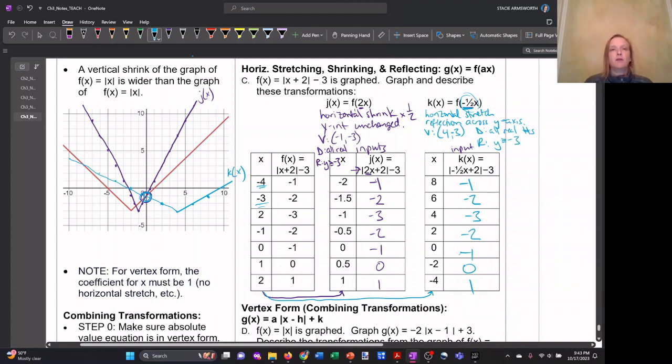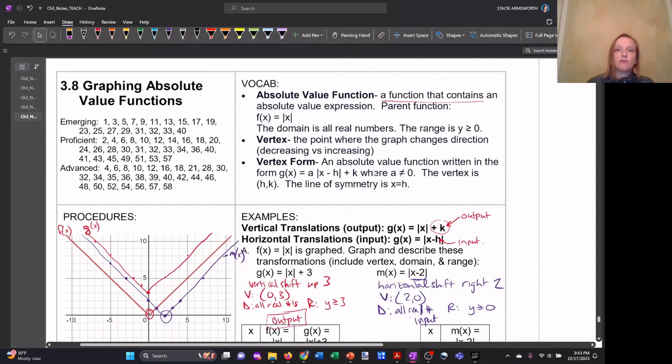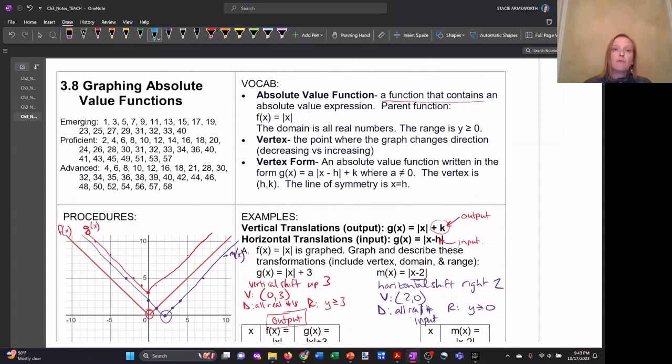How do we combine all of these transformations together? We're going to use something called vertex form. We're going to go back up here to the definition of vertex form. Vertex form is an absolute value function that can be written in the form g of x equals a times the absolute value of x minus h plus k, where a does not equal 0. It wouldn't be an absolute value function if a equaled 0.